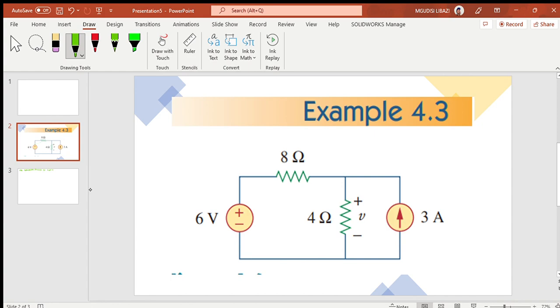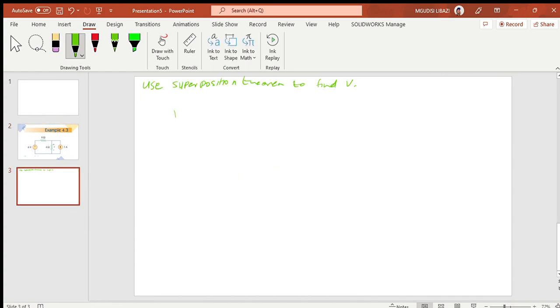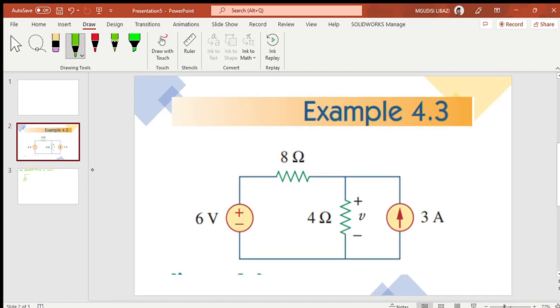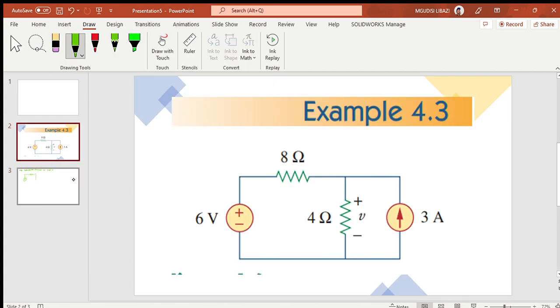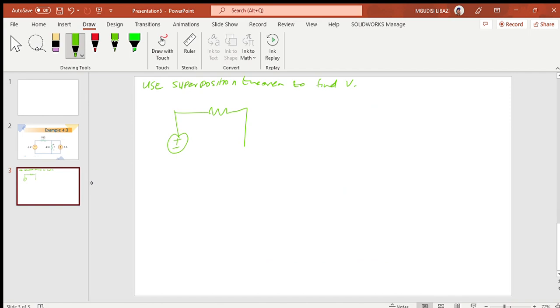So what we're going to do now is start by using the 6 volts. If I'm using 6 volts, it's going to be plus minus, and then I'm going to have a resistor here, a 4 ohm resistor, this resistor, and then a 4 ohm resistor, and I have something like this.